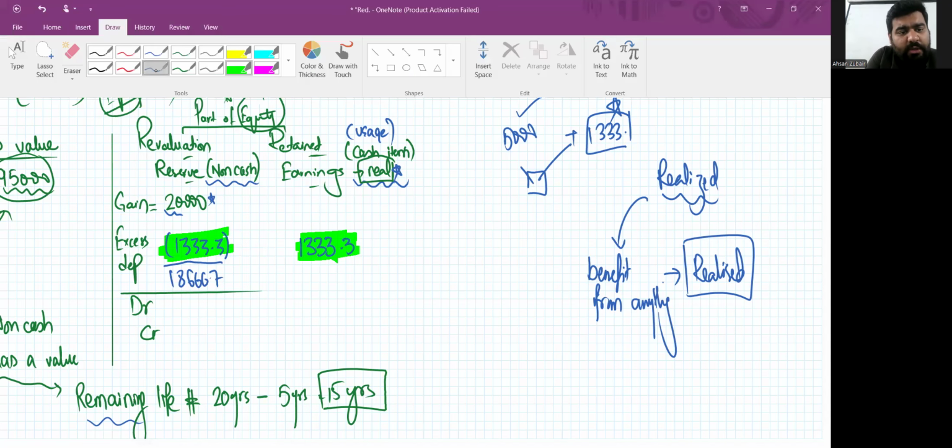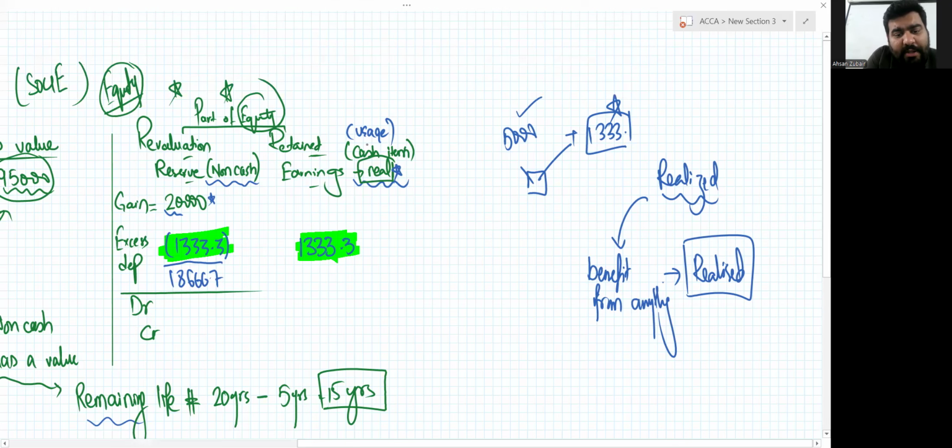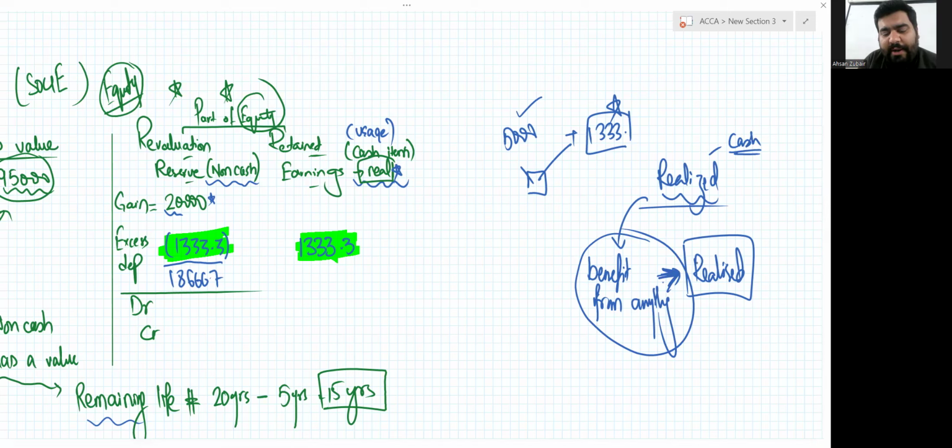The main point you have to understand is that realized things are basically two things. One is, if anything is generating cash and you are receiving it in cash form, then it's realized. Second, if you are taking the benefit from anything and you have already taken the benefit, you will assume it as realized, because you have realized the benefit. Realizing the benefit means you have to take it out of the non-cash items and take it to retained earnings as realized items. Is it clear? Yes, sir.